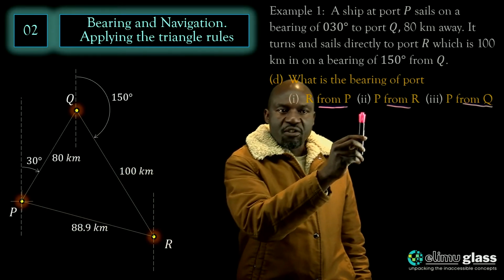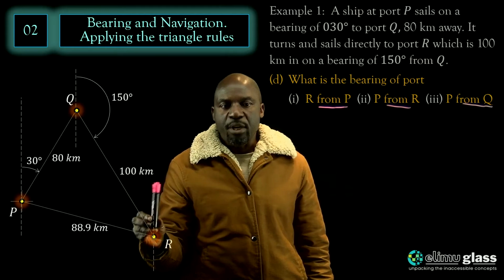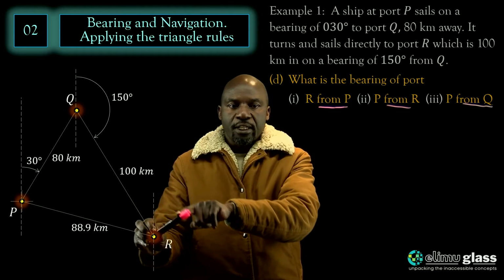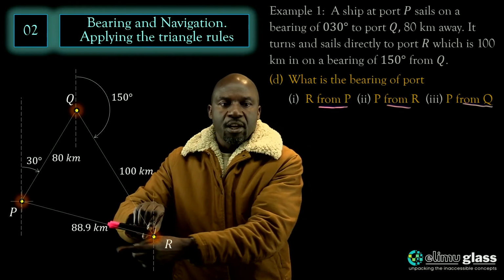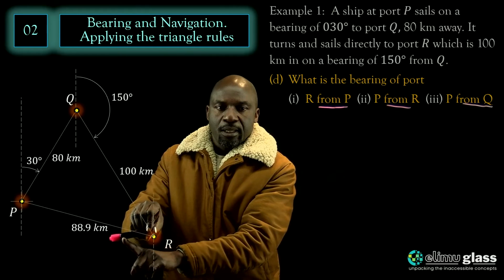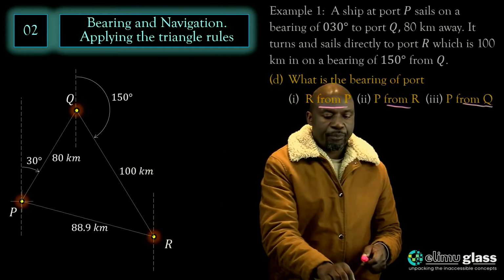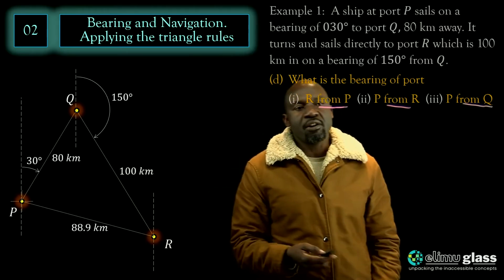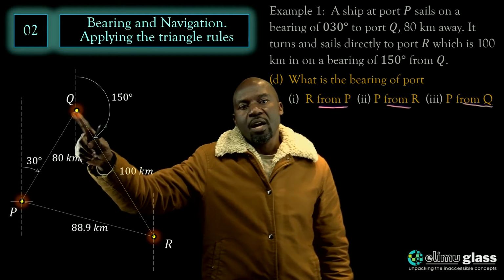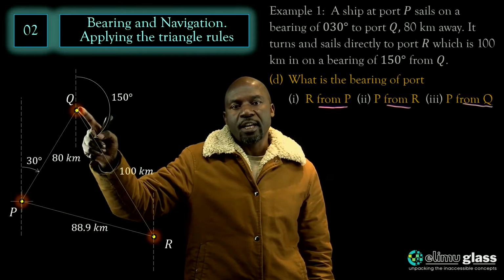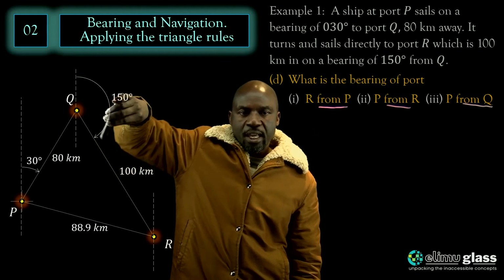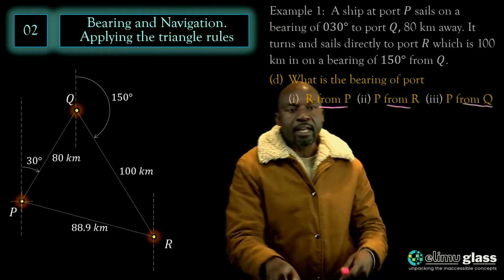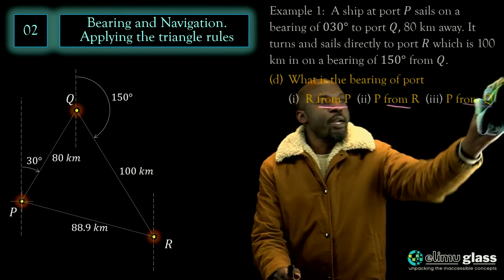The bearing of P from R means now we go to R and we want to know where P is. So we are going to have to rotate all the way until we have that. So what is that angle? That indicates the bearing of P from R. And similarly, we'll find the bearing of P from Q. If we are at Q, how far is P in terms of angle? So we stand there and we rotate all the way until that. We need to know what that angle is for the bearing. Let's do that quickly.